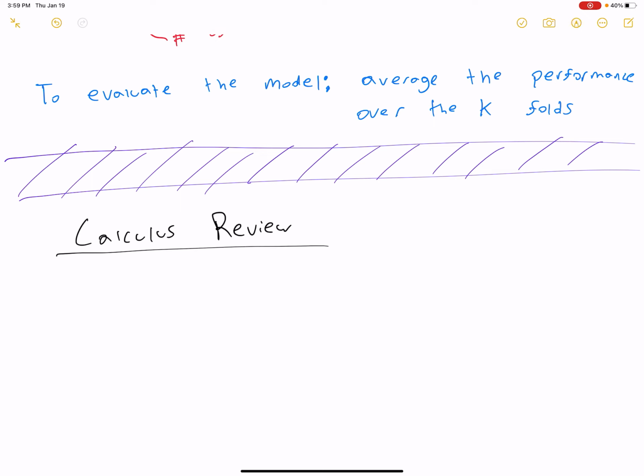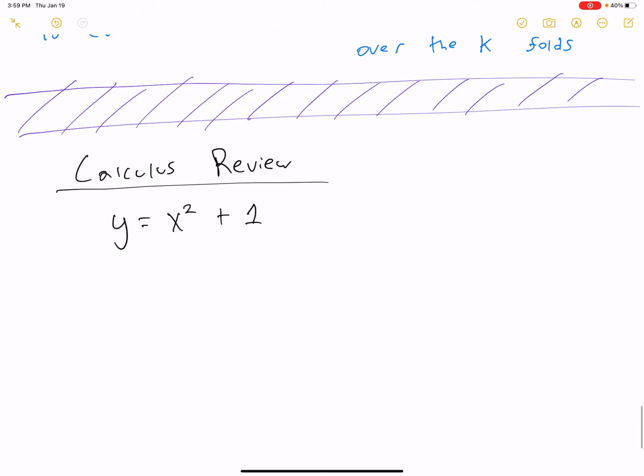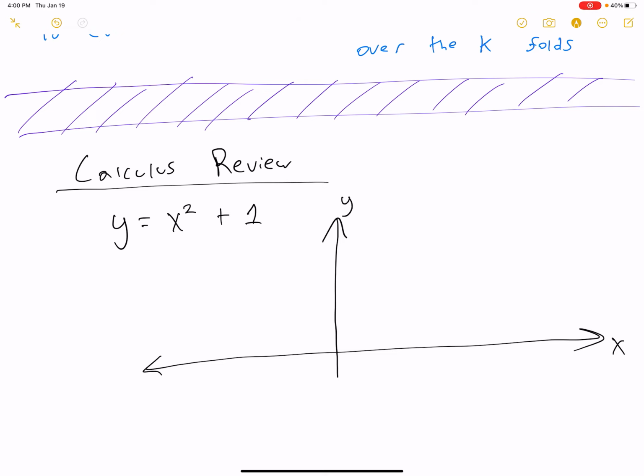Let's say we have an equation, y equals x squared plus 1. I'm going to go quickly through this because most of us have already taken calculus. We could plot that as the following. So x, y. That would result in a parabola. Oh my gosh, my art is, imagine it shifted a little bit to the right.